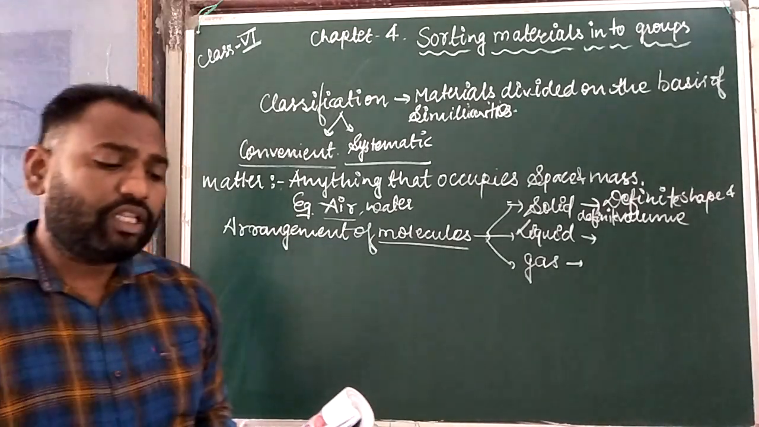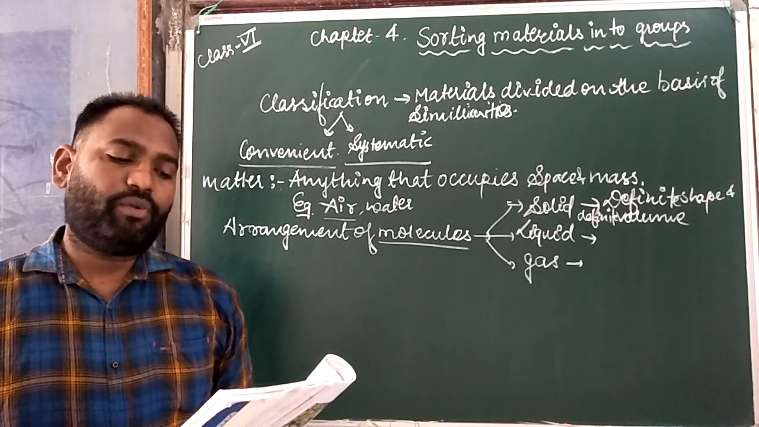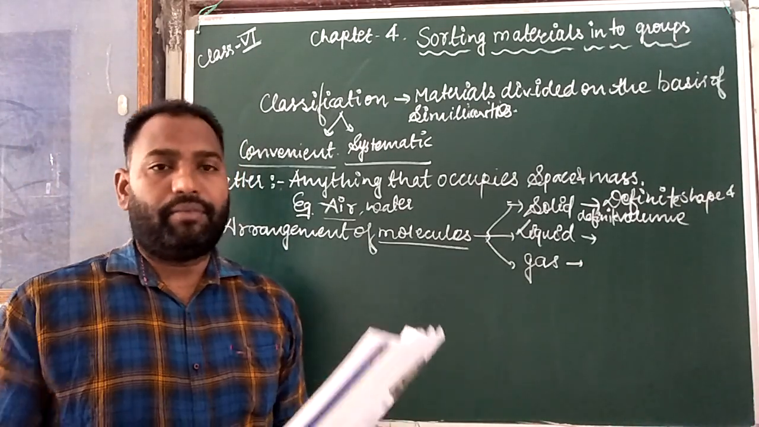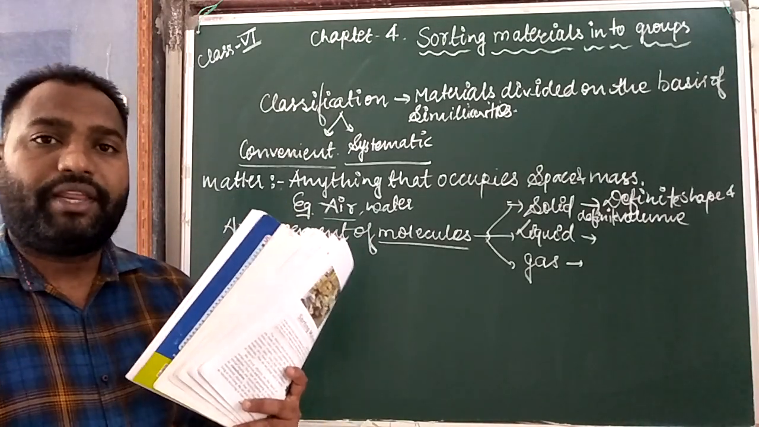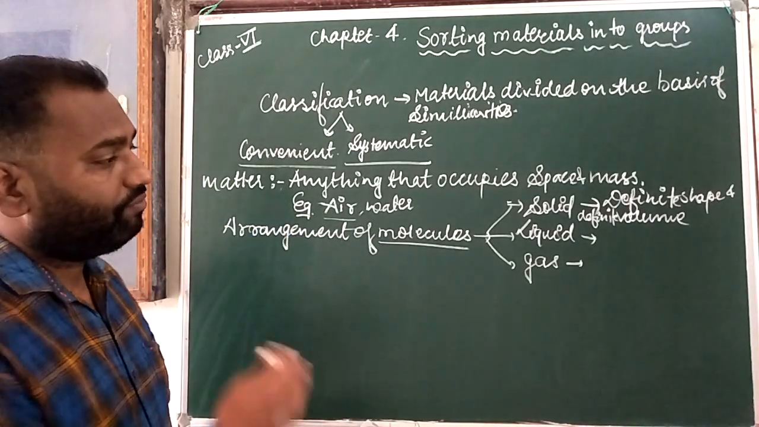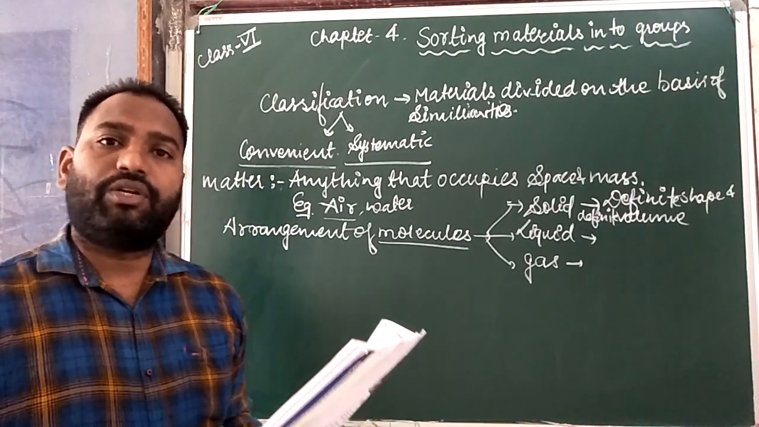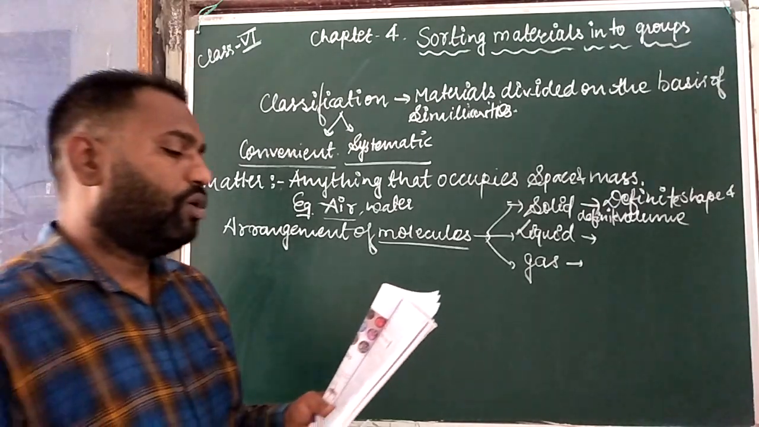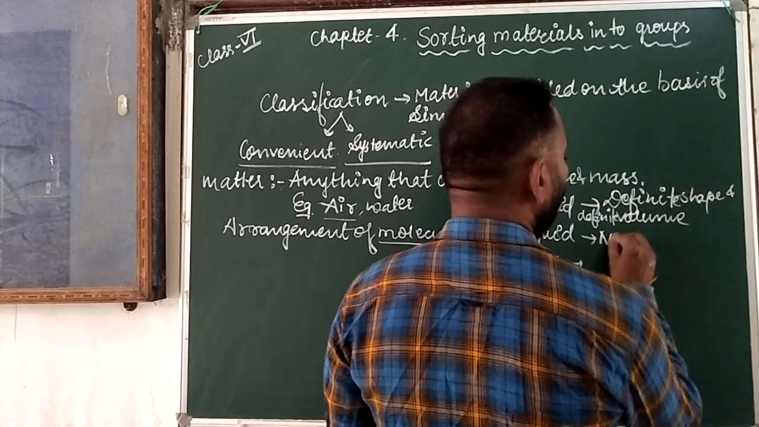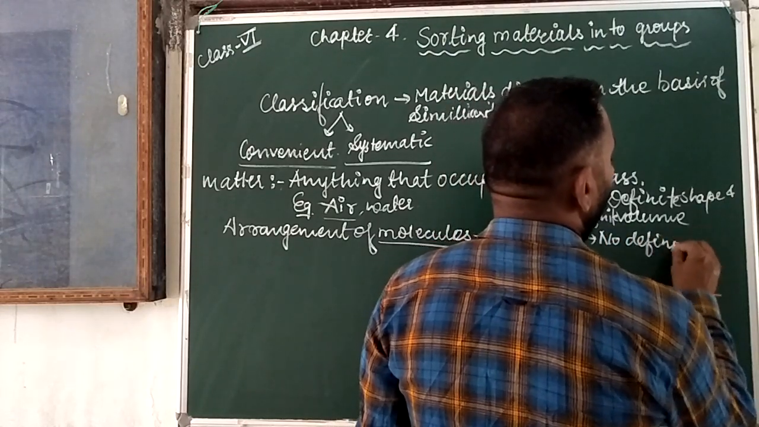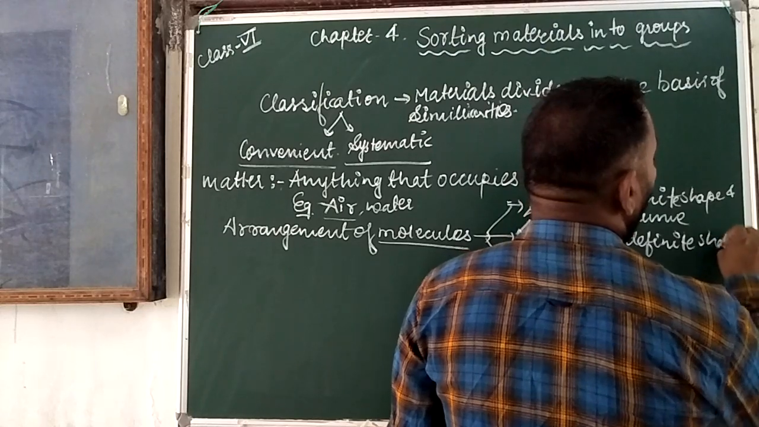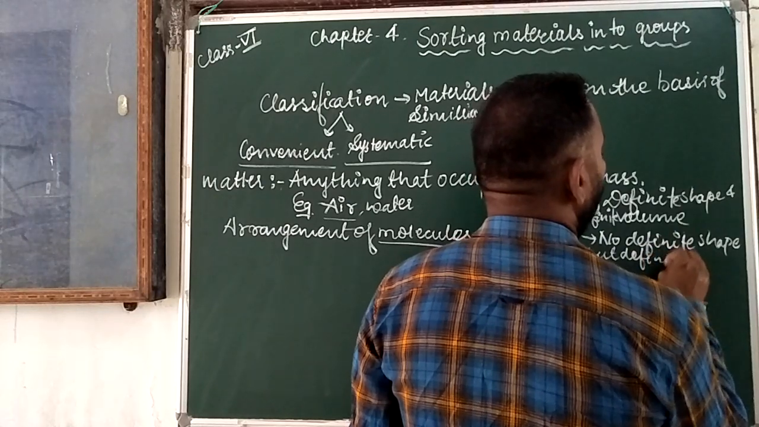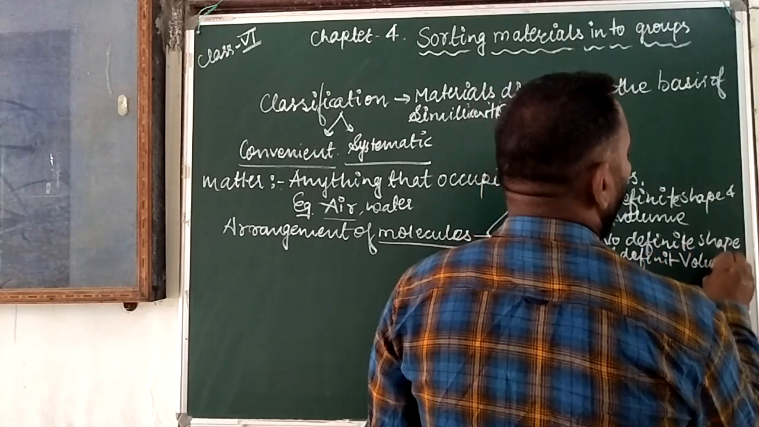Now the liquid. The molecules in a liquid are loosely packed and the intermolecular attractive forces between them are weak. Not very weak, because very weak is in gases, so they are weak in comparison to solids. So liquids do not have a definite shape, but they have a definite volume.